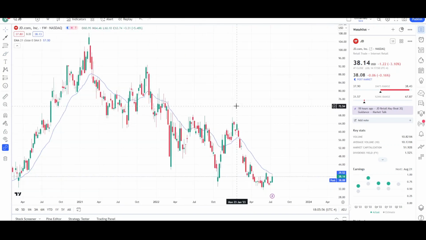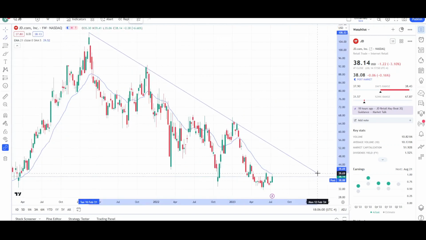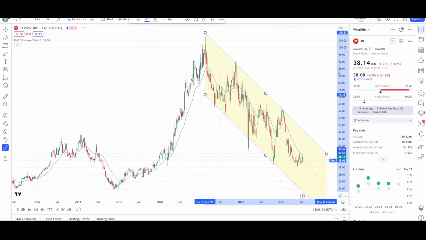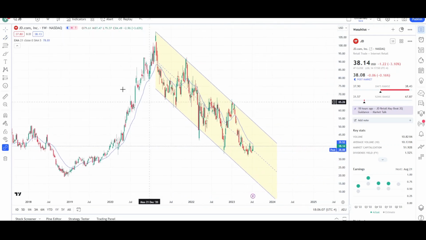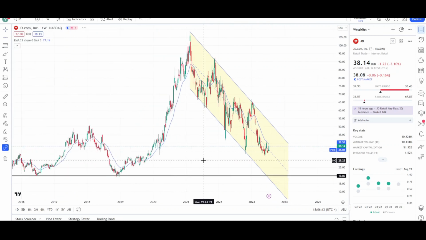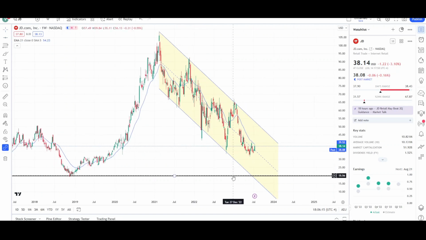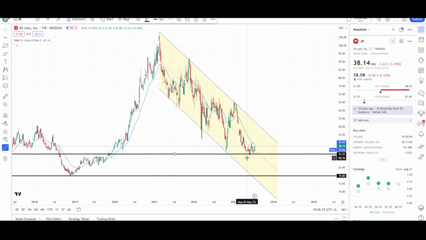Now let's take a look at the weekly chart for JD. So JD is still in its downward channel. So that's not a good sign overall. So that means we can see lower prices in the future if it doesn't do a reversal pattern. So if I was looking at this chart, I would be saying we're going to come down to the all-time lows because this downtrend is still in play, and we're just finding temporary support at the prior low.